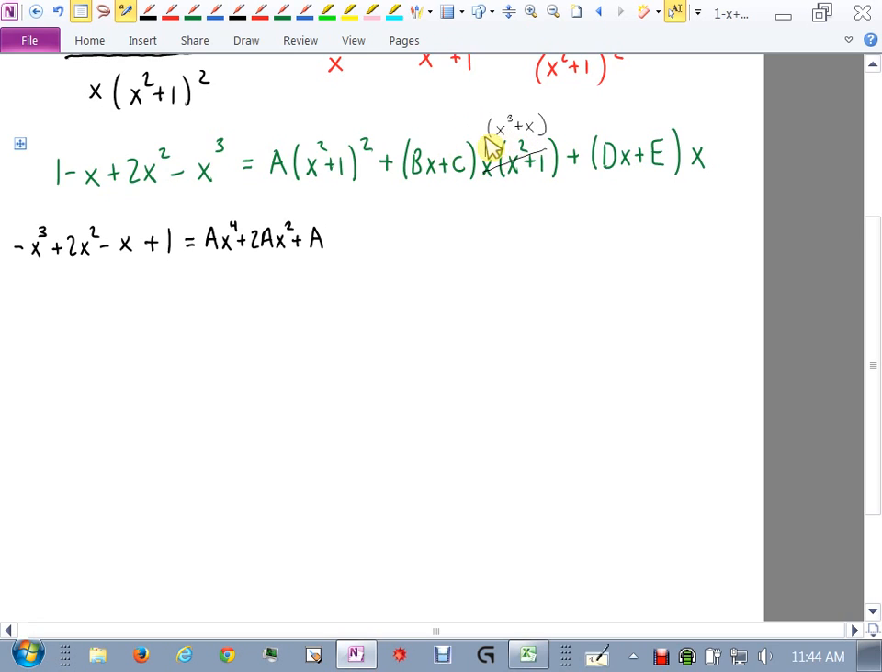And now I'll just do my FOIL on that. So I'll have Bx to the 4th plus Bx squared plus Cx cubed plus Cx. Notice I'm writing a little bit smaller and a little bit tighter right now because I realize how much I'm going to have out here. And then the last one will be Dx squared plus Ex.